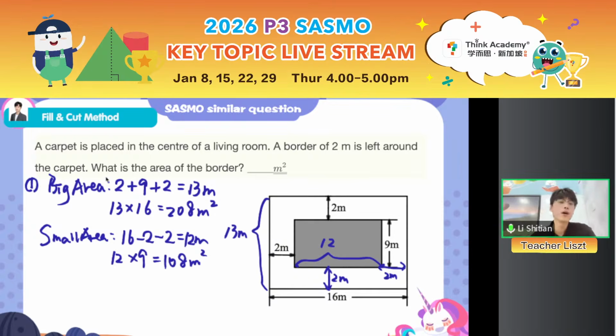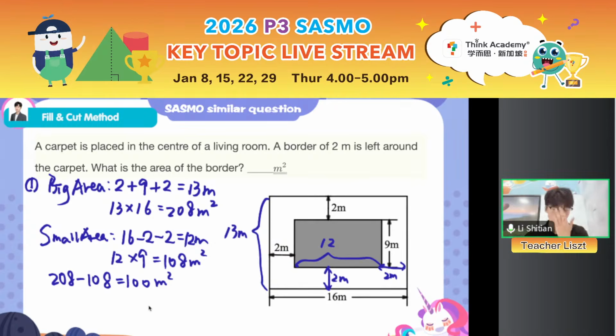Okay, so now we know the area of the big rectangle. We know the area of the small rectangle. Can you guys tell me what is the area of the border here? Easy, right? Use the big one minus the small one. Use the 208 minus 108. Then we will find out the answer. We will know the area of the border here, which is equal to 100 meter square, right?